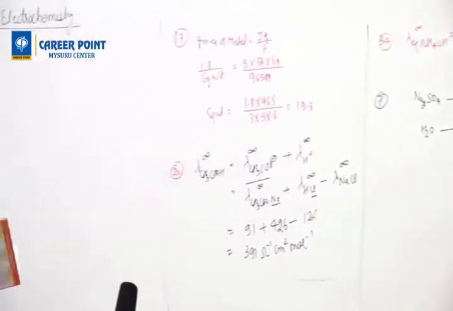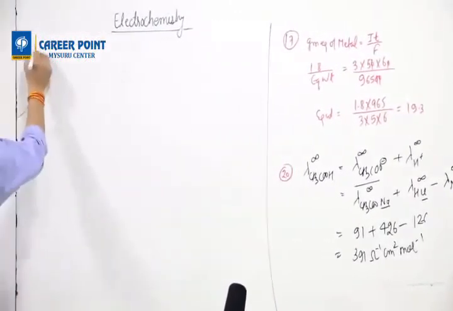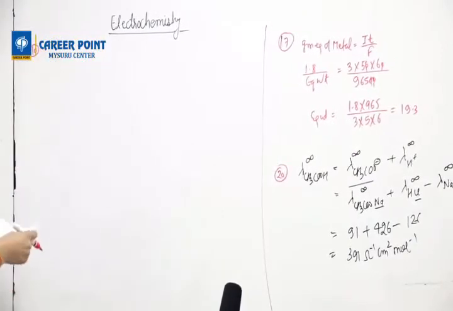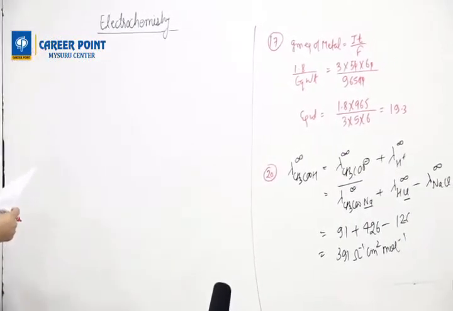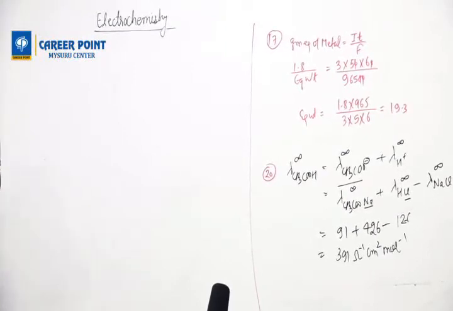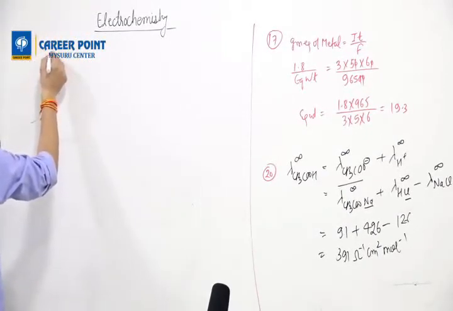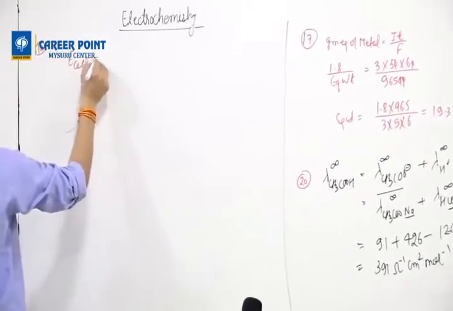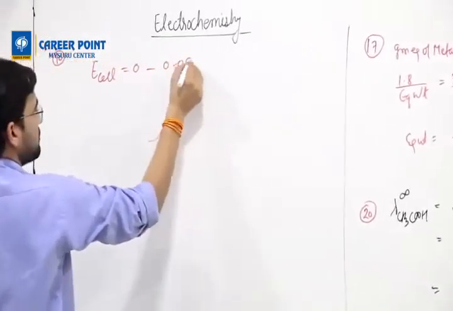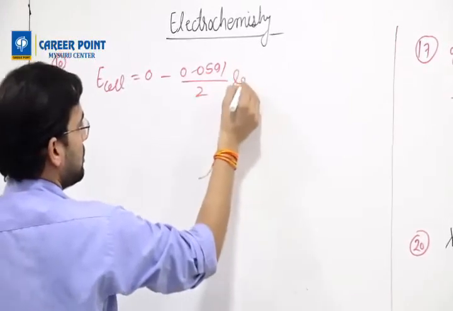Question number 10 now. Okay, so question number 10 says what? The electrode potential of hydrogen electrode at pH 10 will be. Okay, so you will write E cell equals 0 minus 0.0591 by 2 log.